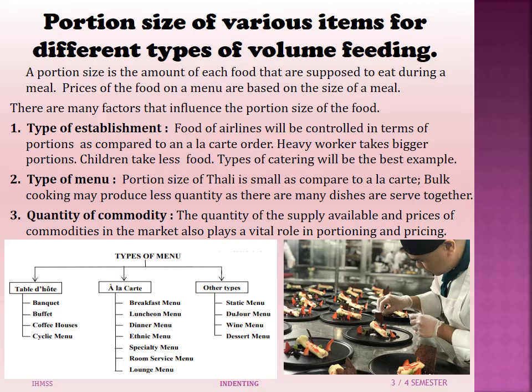Portion size of thali is small as compared to a la carte. Bulk cooking may produce less quantity as there are many dishes served together. Number three, quantity of commodities. The quantity of the supply available and prices of commodities in the market also plays a vital role in portioning and pricing.